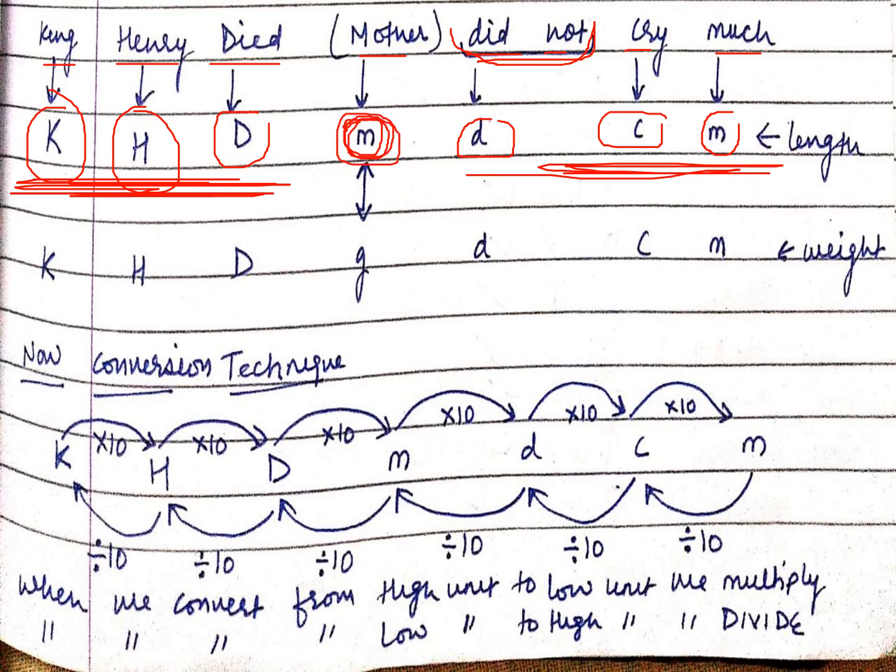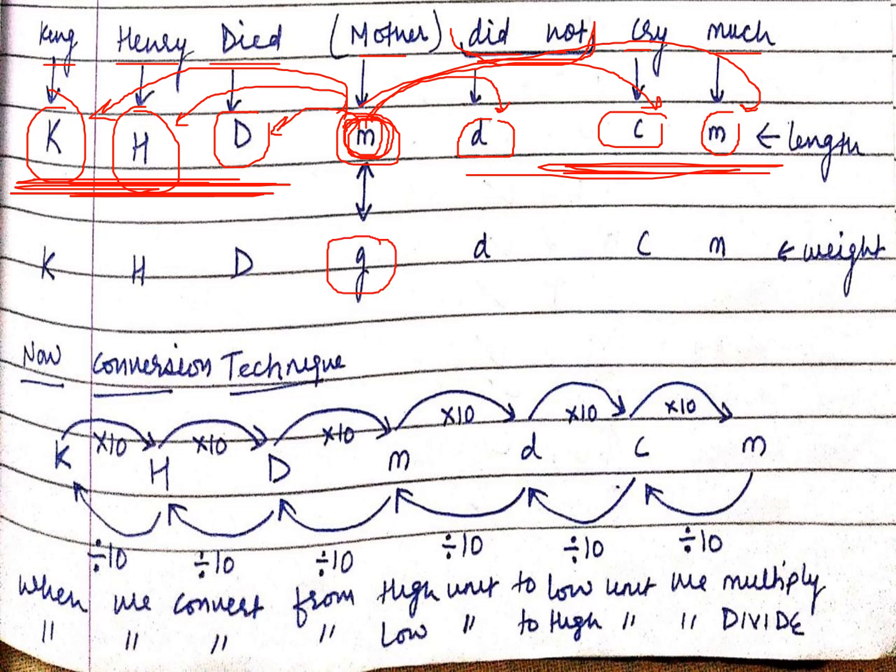Suppose meter. So you can say decameter. You can say hectometer. You can say kilometer. You can say decimeter. You can say centimeter. You can say millimeter. Got it?